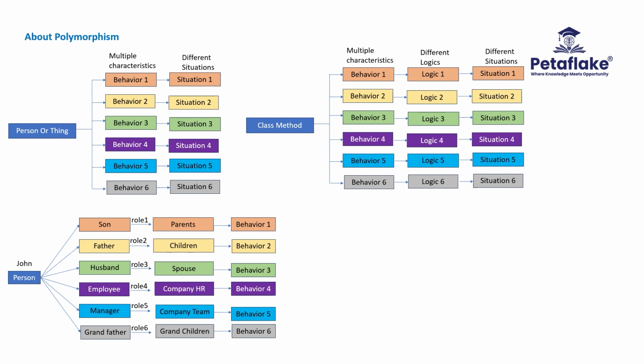From this example, we can understand that the same person is playing different roles in his life and different behaviors towards different people. As there is a possibility of a person or thing to take multiple forms under multiple situations, the same concept is implemented as polymorphism in object oriented programming.